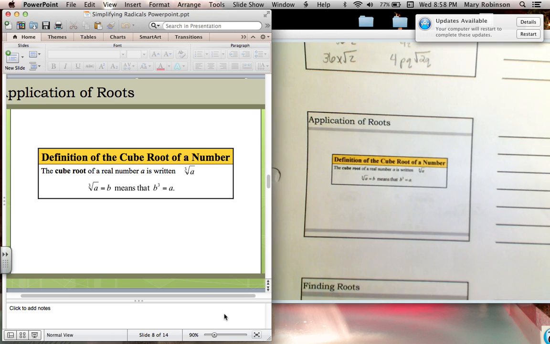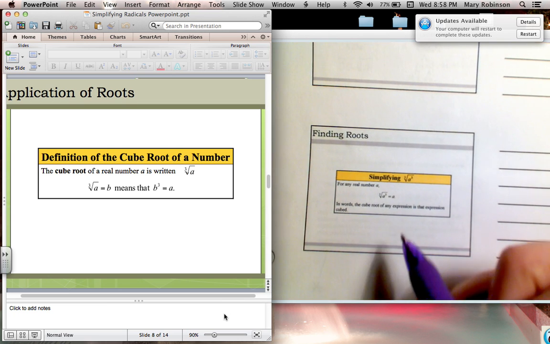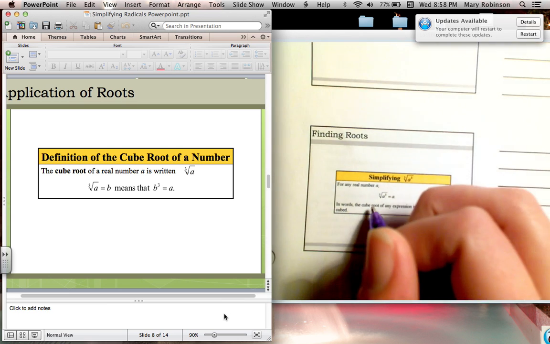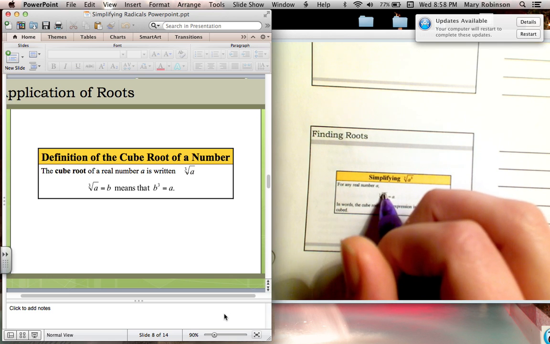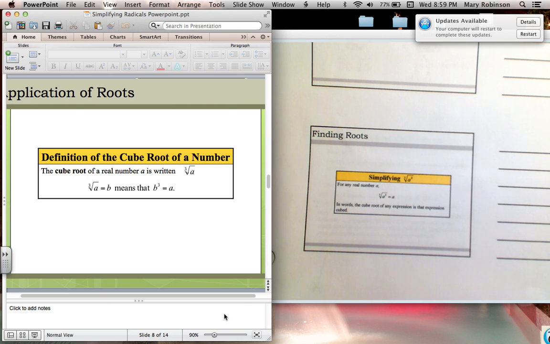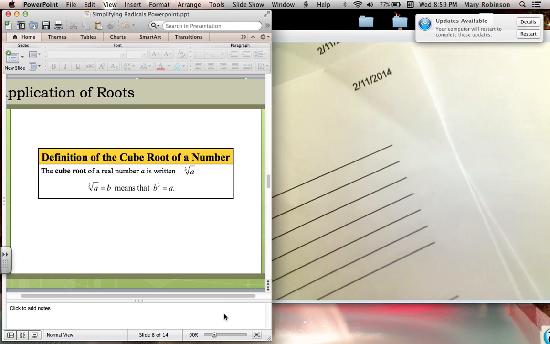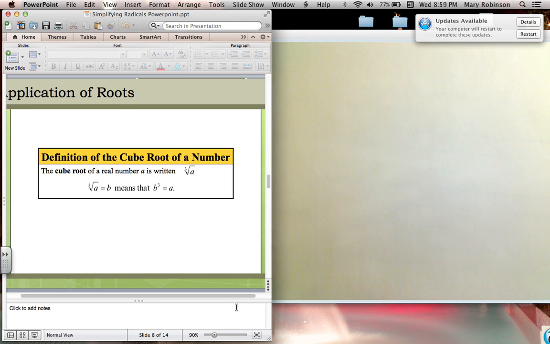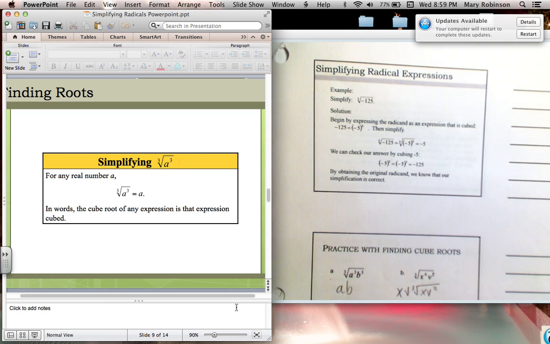Because remember, they're opposite operations. So just like before, we had the square root of a squared equals a. The cube root of a cubed also equals a, because you have a cube root and it's to the 3rd power, so they can cancel each other out.